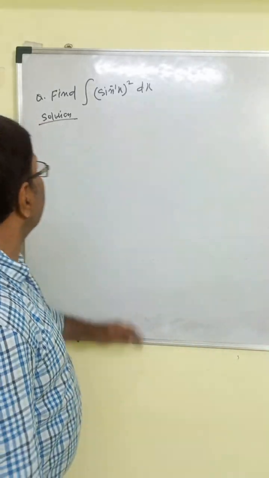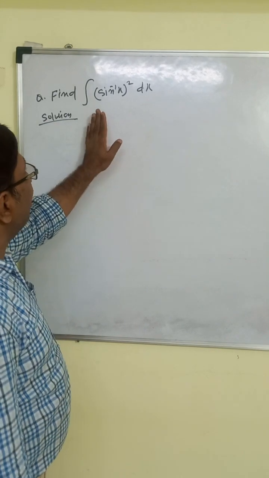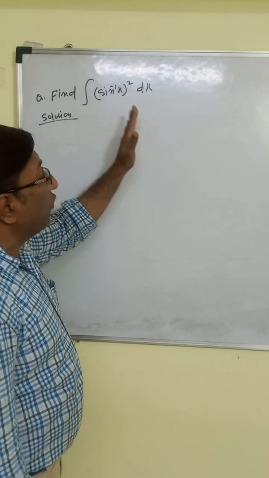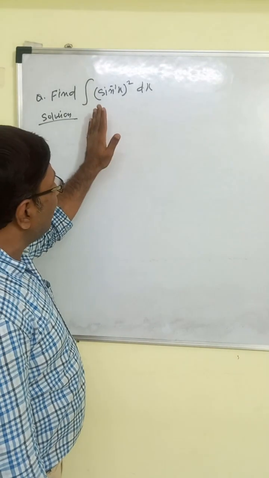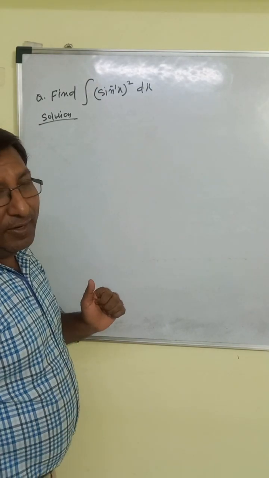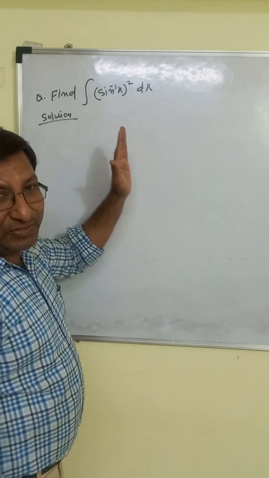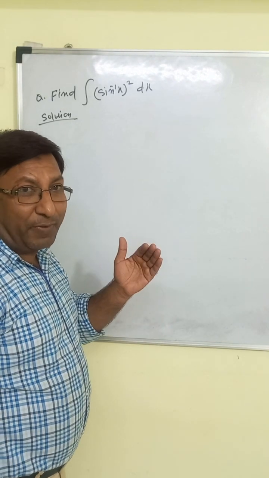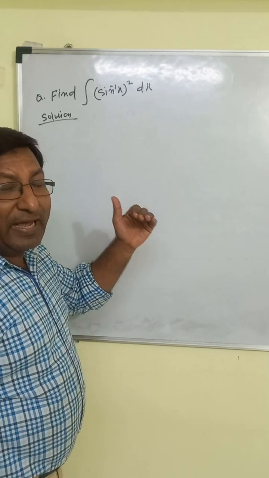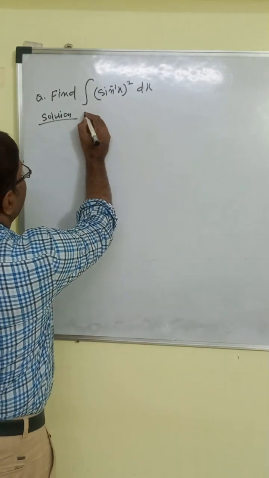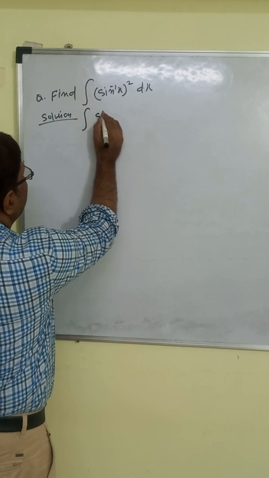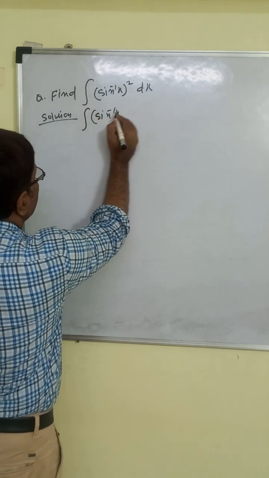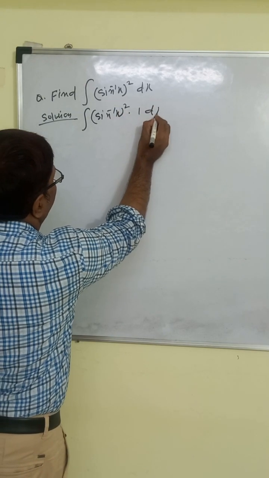Let us see the next question. Find the integration of sine inverse x whole square dx. This is an important question. How can we solve it? Here sine inverse x is given, so we will solve this question with the help of integration by parts. Just multiply by 1 and solve, so we write the integration of sine inverse x whole square into 1 dx.